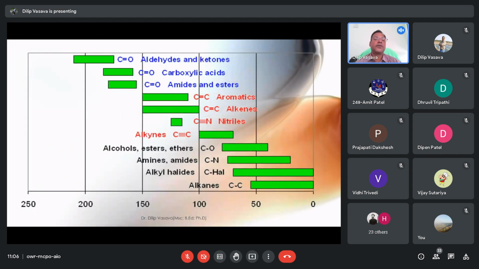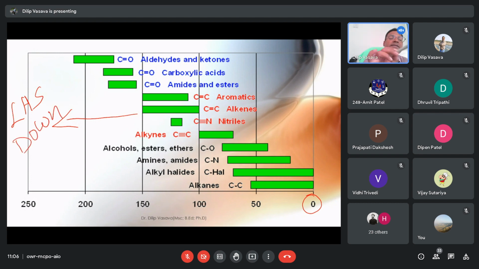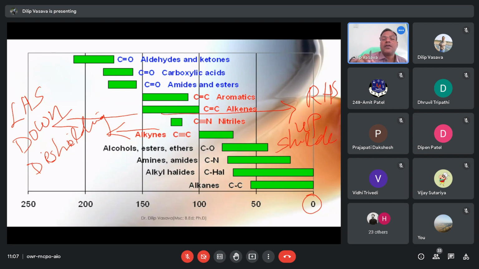This is another chart just for your knowledge. Now, one more thing I wanted to mention here, this is the zero. So when you are going towards the left hand side, LHS, it shows the de-shielding effect, or also you can say it is the downfield. Whereas towards the RHS, it is known as the upfield. So RHS upfield, LHS downfield. You can remember that the de-shielding effect goes towards the downfield, whereas the shielding effect goes towards the upfield direction, or right hand side, correct?